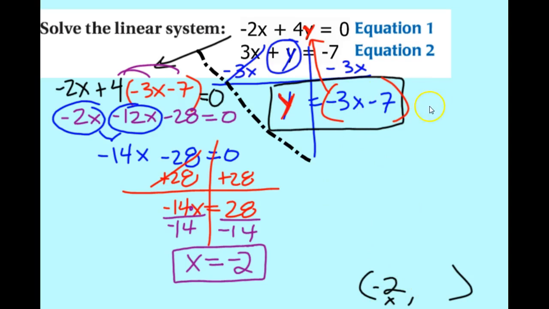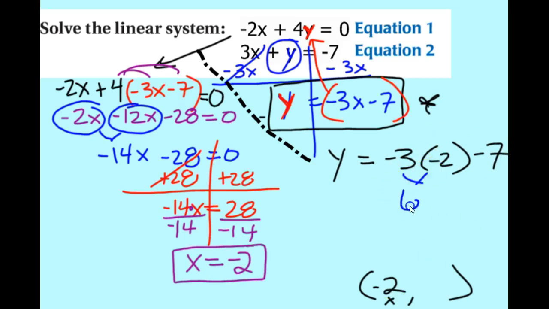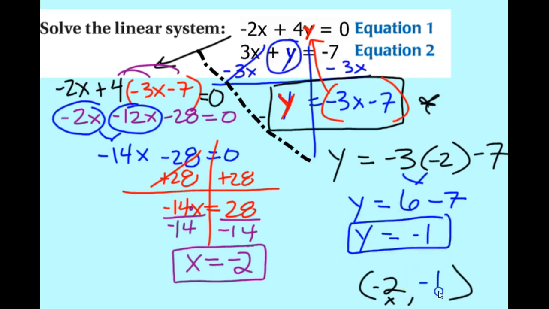But we also need to find y. I'm going to use my rewritten equation to find y. So it says y equals negative 3 times x, which is negative 2, and then minus 7. Well, negative times a negative makes a positive 6. So 6 minus 7 is a negative 1. And that's my answer. Be careful with your negatives and positives. Make sure to double check your work. If you want to make sure that it works, you could plug x and y back into both of your original equations to prove that it does work.